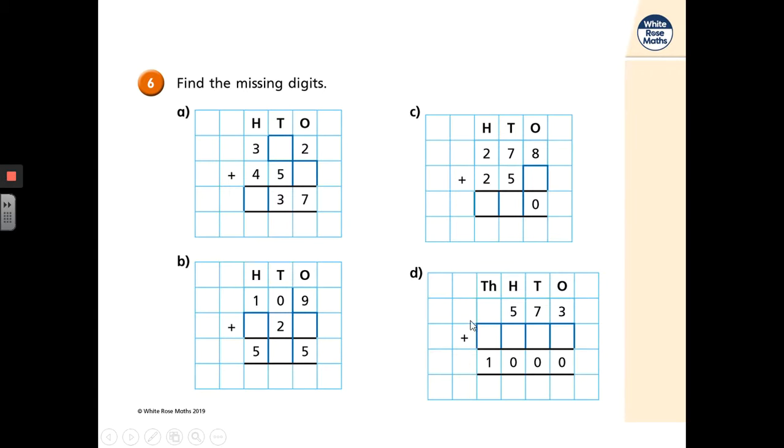Again, have a go. This one down here, you'll see we've gone into the thousands. It makes no difference to our method, it's just adding on an extra column, so don't panic when you come to this question.